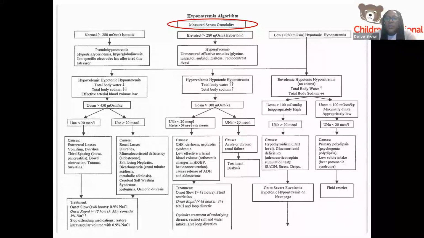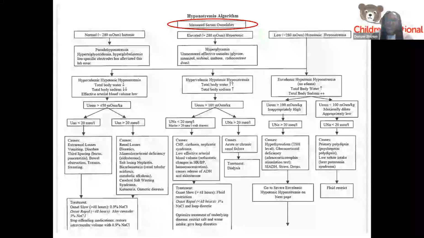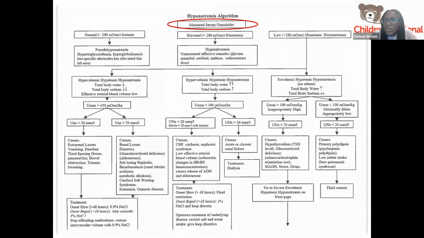So the first thing you're going to want to do if you're called about a patient who has hyponatremia, we'll get into the etiologies, and this is going to help you find the cause of the hyponatremia. You want to measure the serum osmolality. Now, I described that a serum osmolality can either be normal, which is around 280. It can be elevated, which is greater than 280, or it can be low, which is less than 280. So we're going to go through each of these states.